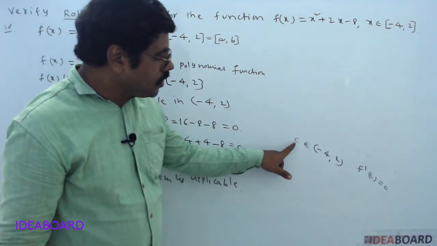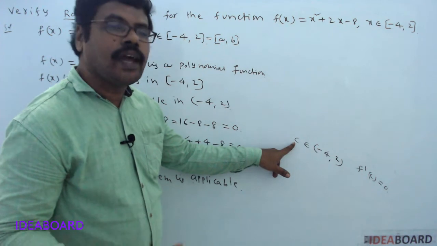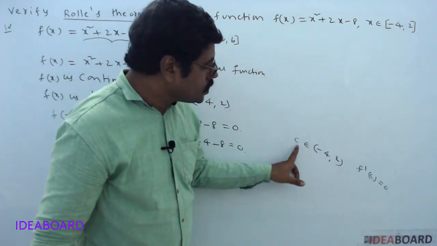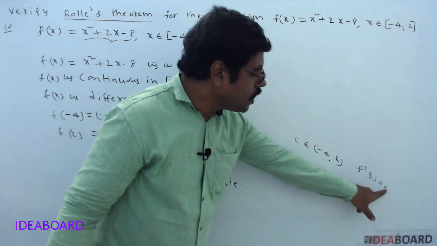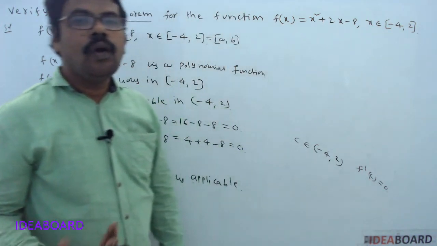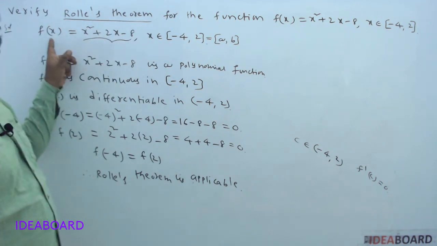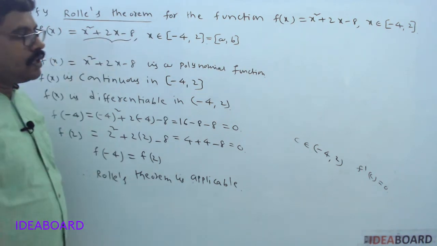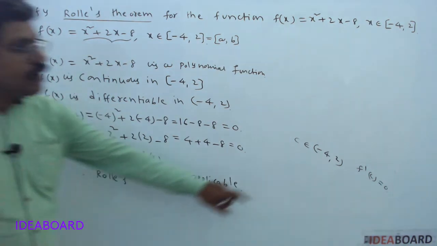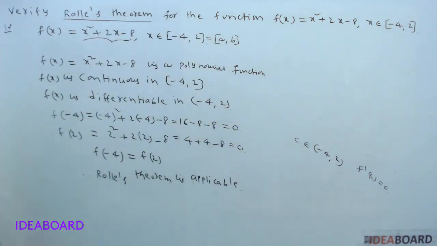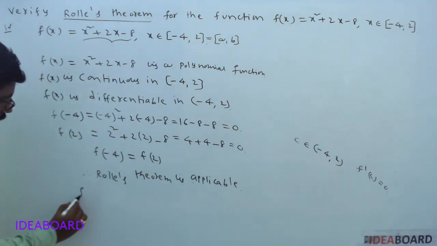If you find a value of c in open interval minus 4 comma 2 which is satisfying the condition f dash of c equals 0, we say that Rolle's theorem is verified to the given function f of x. Now first calculate the f dash of c value. Before that, we need the f dash of x value. Now what is f dash of x?